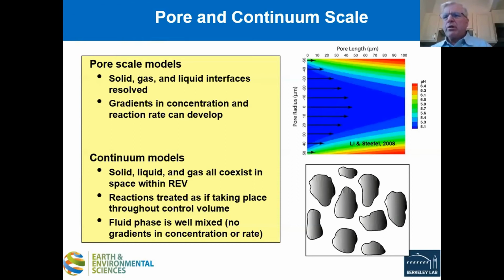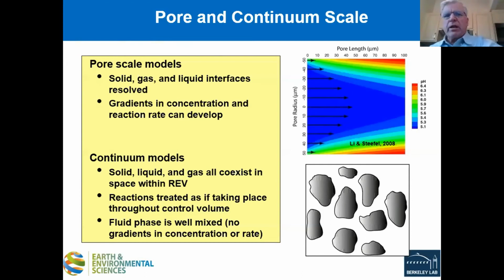For example, shown in Lee and Stiefel 2008, and Yang was the other co-author on there, you actually see flow down a reactive calcite-lined cylinder. What you see is all the reactions occurring at the wall of the pore, and then the middle of the pore, with this Poiseuille flow profile, is basically much more dilute.